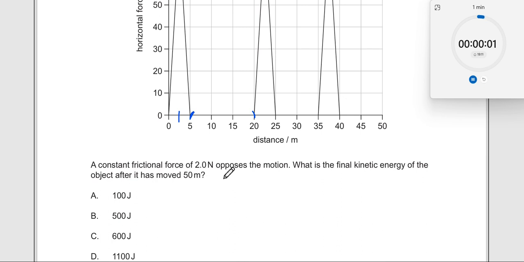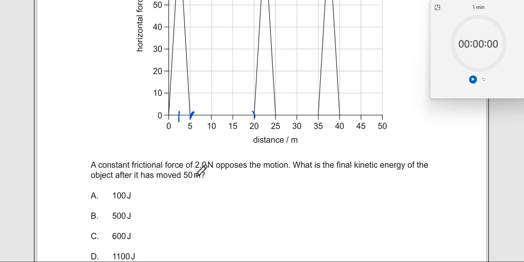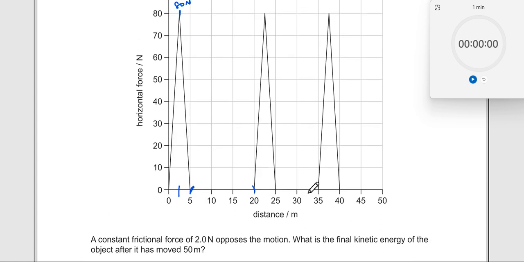A constant frictional force of 2 Newton is opposing the motion. That means constantly there is a frictional force acting. What is the final kinetic energy of the object after it has moved 50 meters? This definitely will take some time, don't worry.